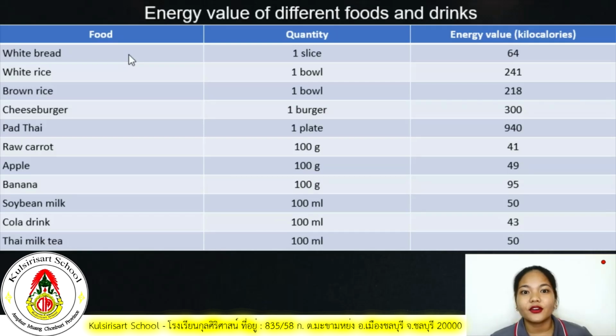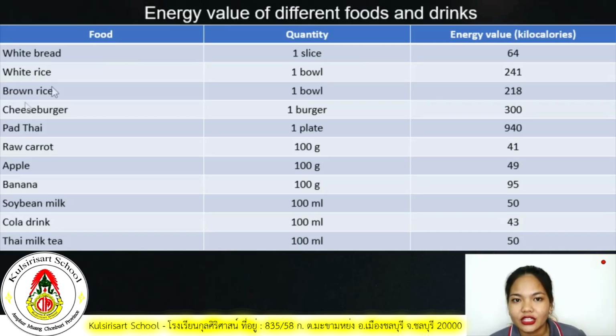100 grams of raw carrot has 41 kilocalories. 100 grams of apple has 49 kilocalories. 100 ml of soybean milk has 50 kilocalories. 100 ml of a colored drink has 43 kilocalories, and 100 ml of Thai milk tea has 50 kilocalories.